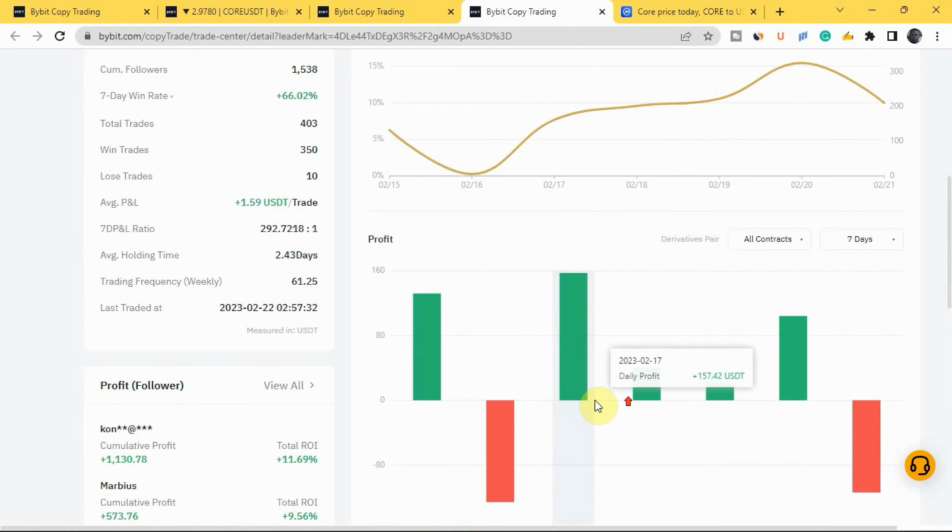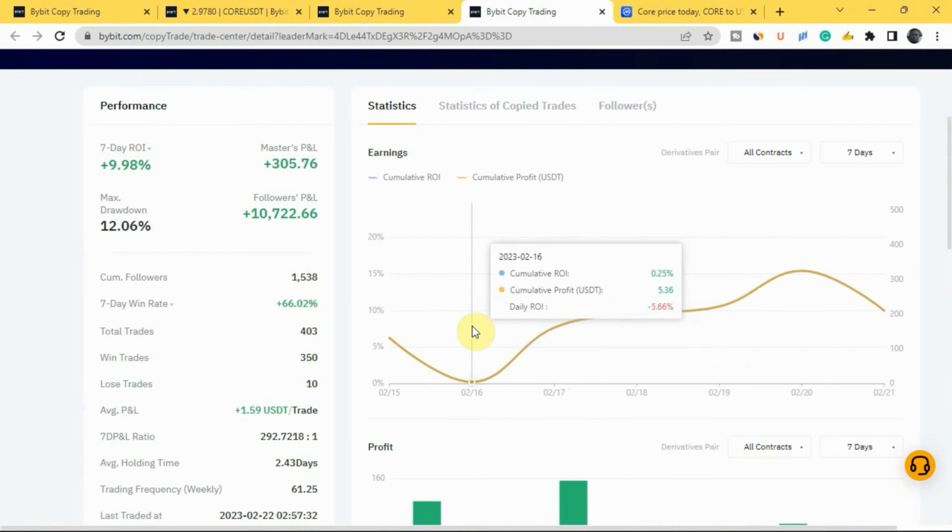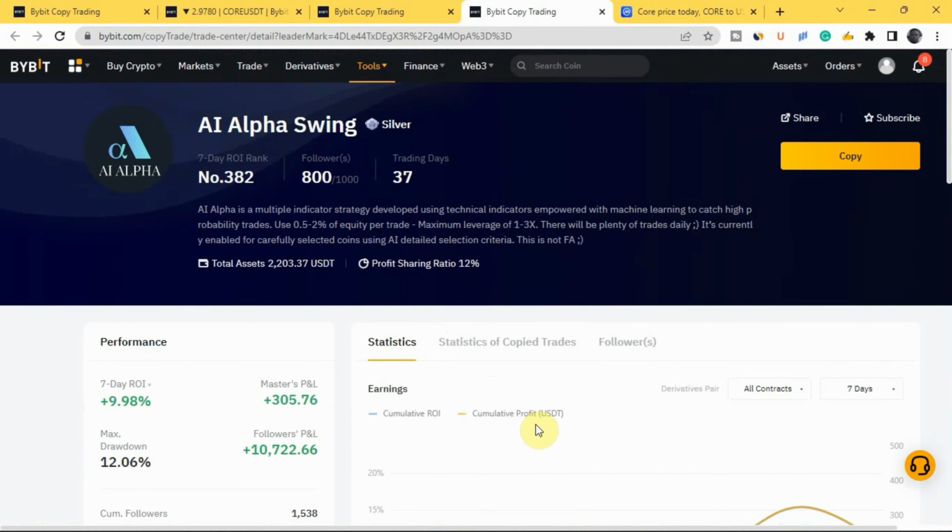So these are important details that you need to know about any trader you want to copy. And where you have this profit sharing ratio, where you see 12%, this means that this trader will be taking 12% out of the profit you are making. So if you are making like $100, this person is going to be getting $12 out of the profit. So you need to also take note of that.